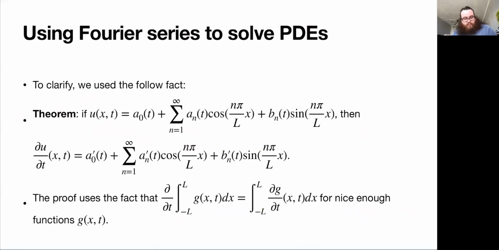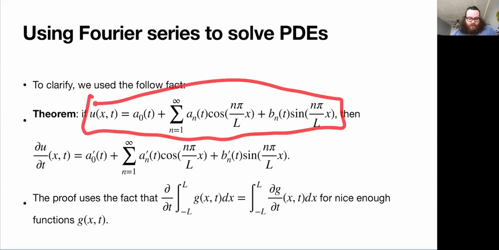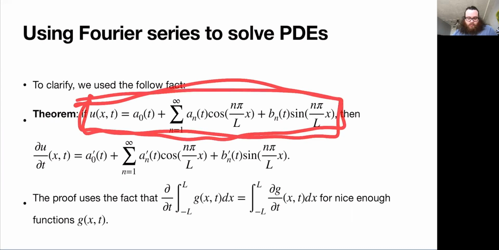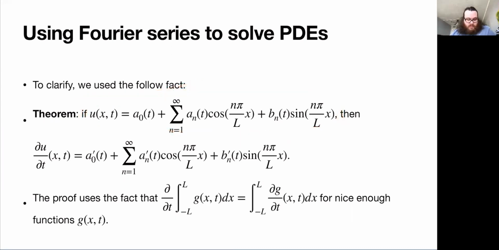If you want a theorem or statement for it, if you're working with a series of this form, u of x,t is equal to this sort of thing, then if you take the time derivative, you can just distribute that time derivative to each piece. So in particular, the time derivative of u is going to be the time derivative of the constant term, say constant in x, plus what you get by just differentiating these coefficients. And so the question is, why does that hold? Why might we expect that to hold?